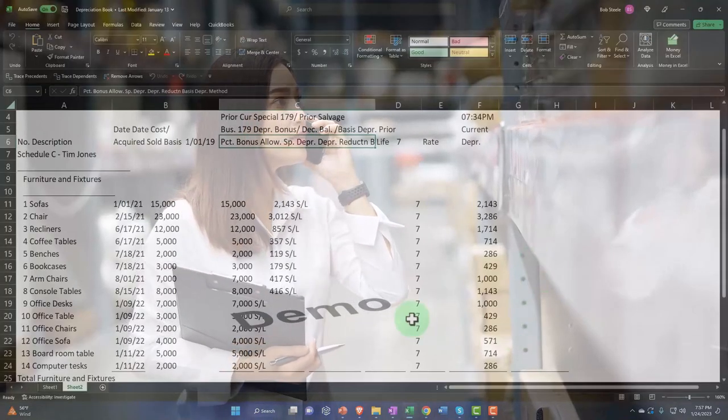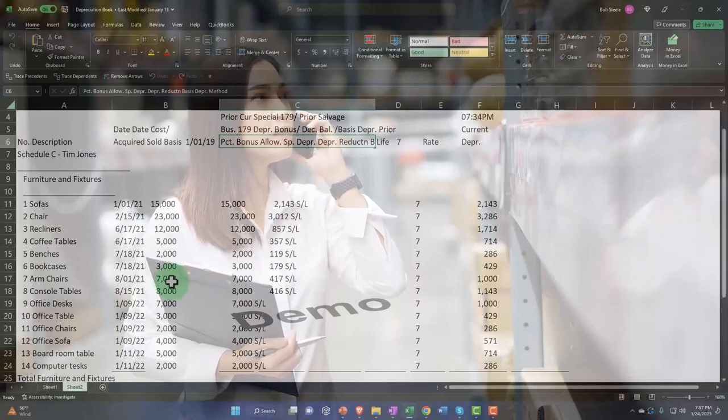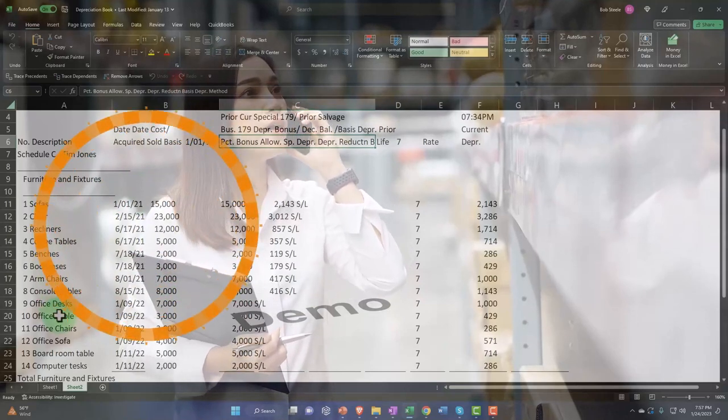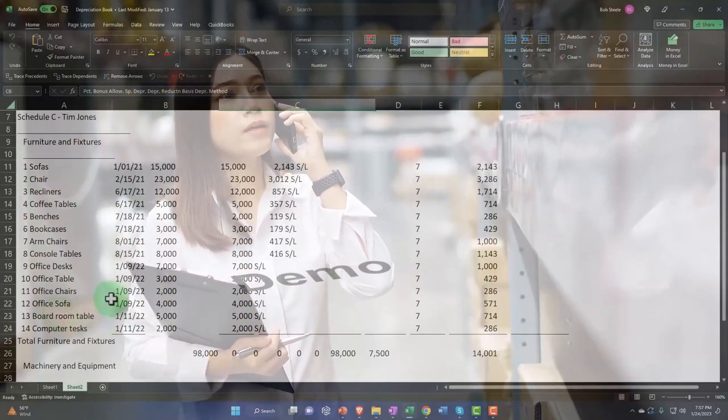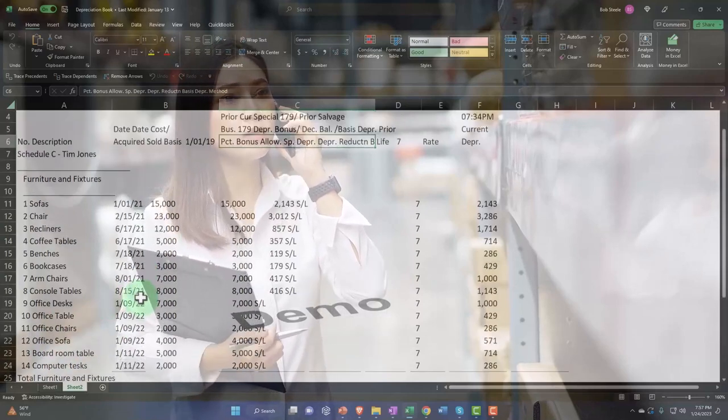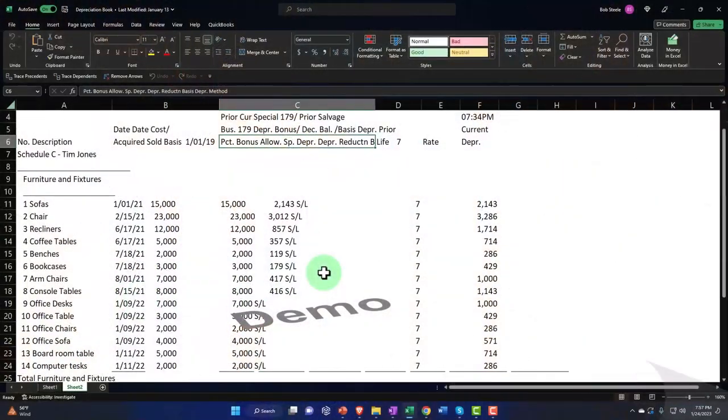So for example, this is kind of a quick little look at a depreciation schedule showing all the things that were purchased, the date of the purchase and how much it cost, and then a depreciation calculation.